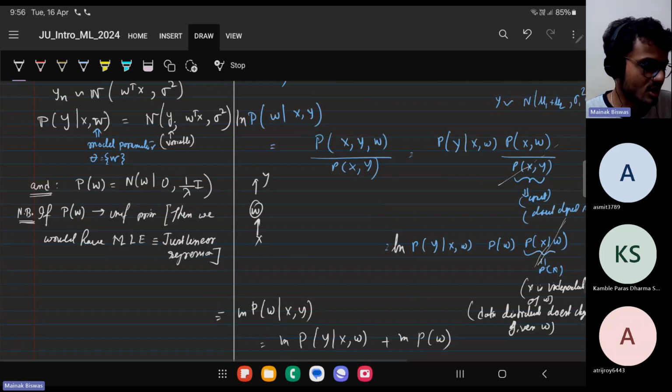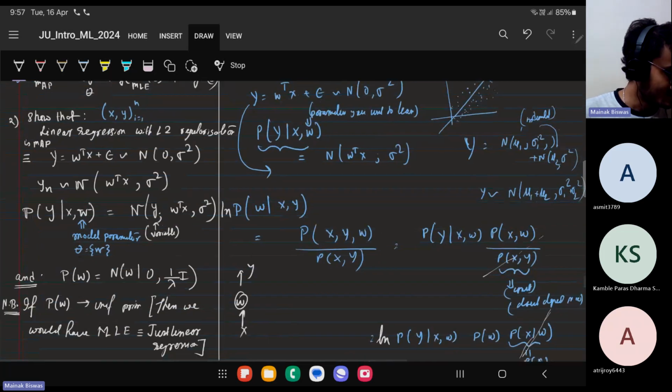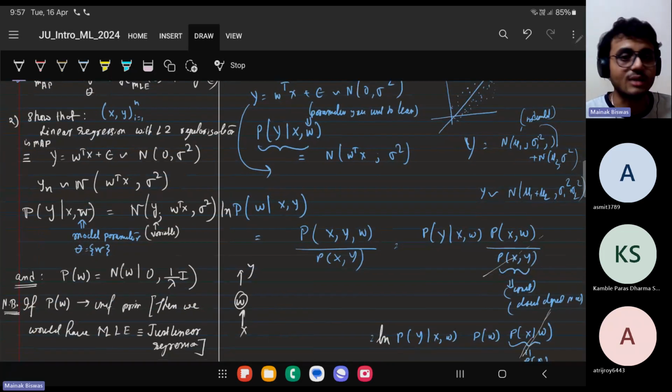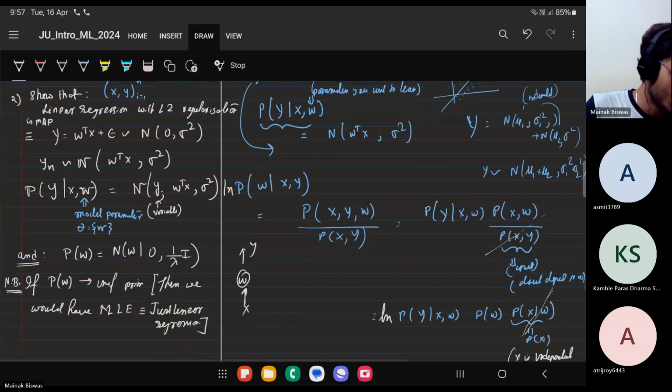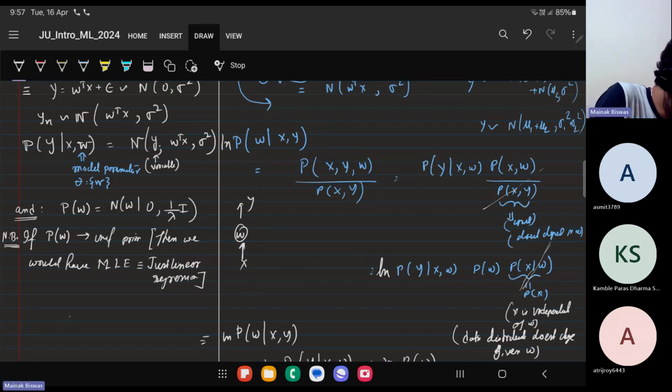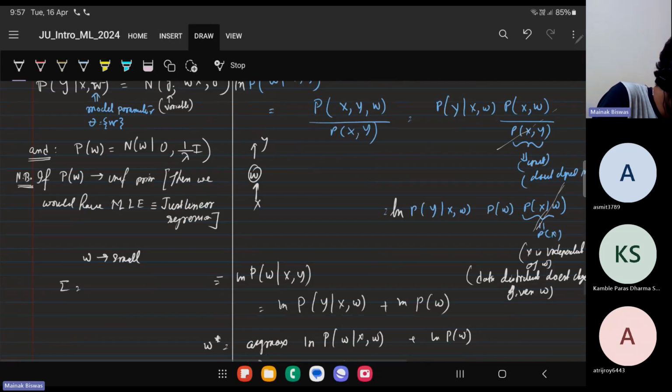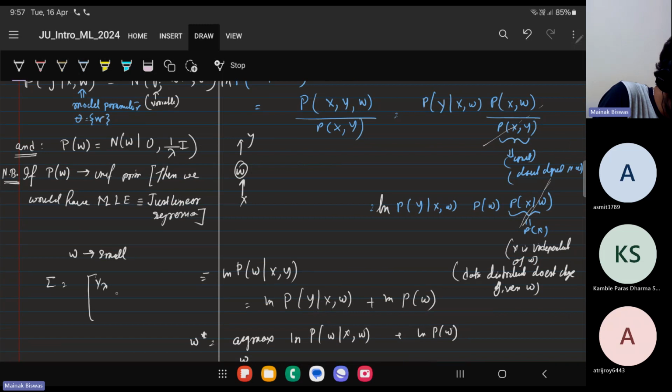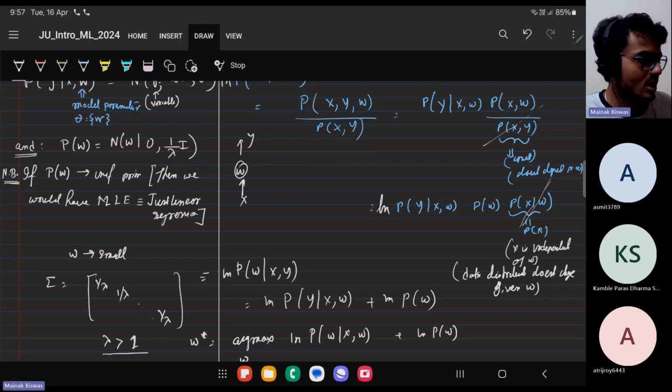Now I have these assumptions. So I know P of W. What did we take the assumption of P of W to be? They have to be small, right? You recall the assumption? W's must be small. So if I write the covariance matrix of W as 1 by lambda, 1 by lambda, dot, dot, dot, 1 by lambda, where lambda is greater than 0, will it ensure small W's or not?